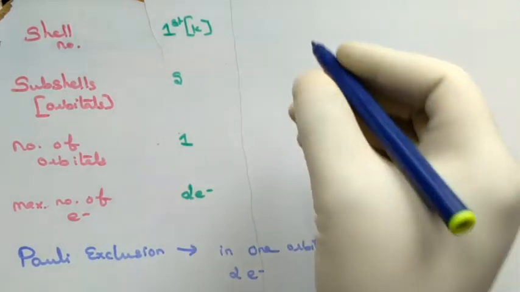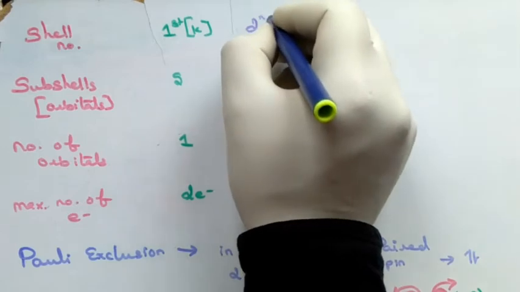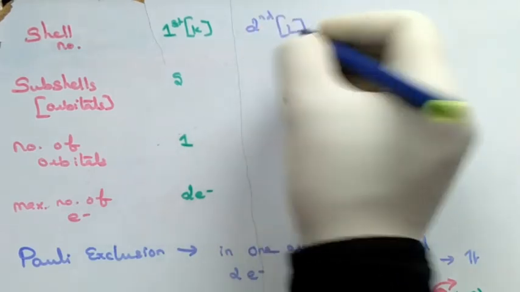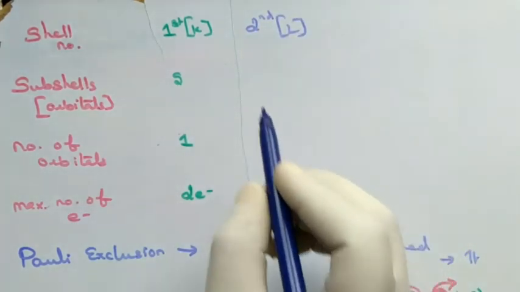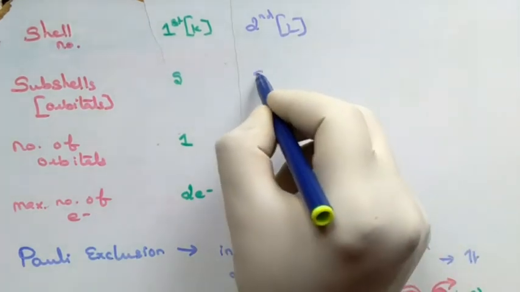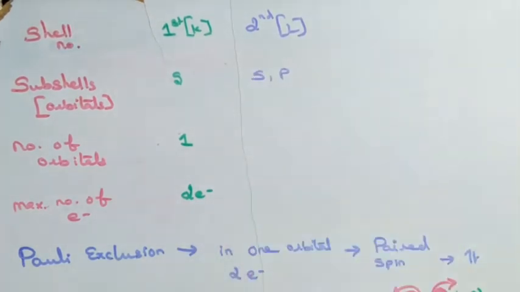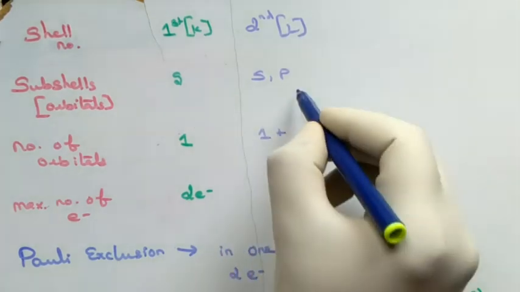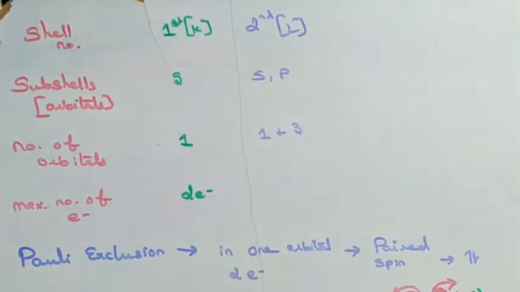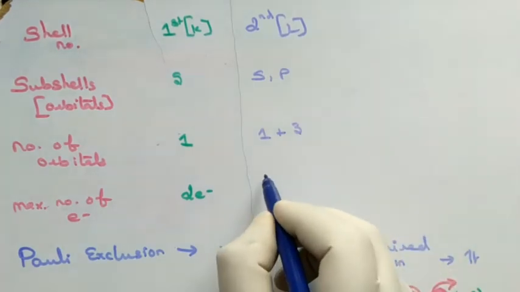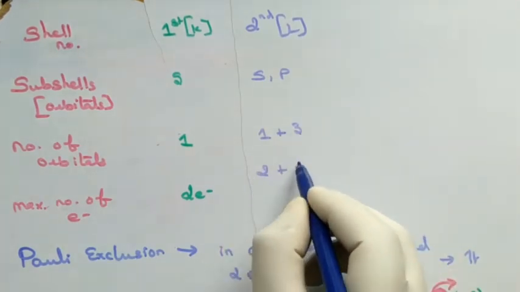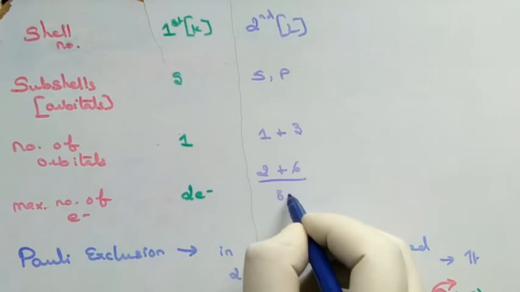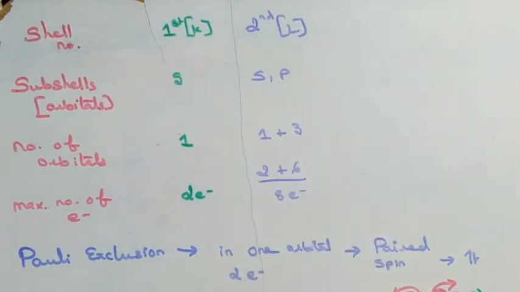Next we are going to see about the second shell. The second shell is named the L shell. In the L shell, the subshells are s and p. In the s subshell there is only one orbital, and in the p subshell there are 3 orbitals. In each orbital 2 electrons can occupy. Totally 8 electrons can occupy in the second shell.